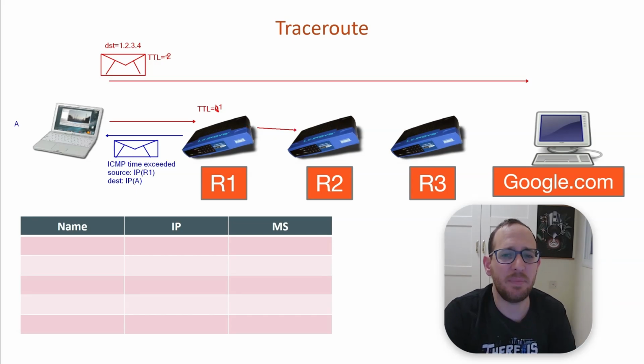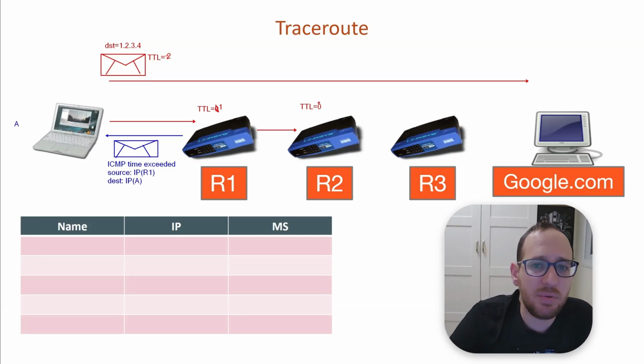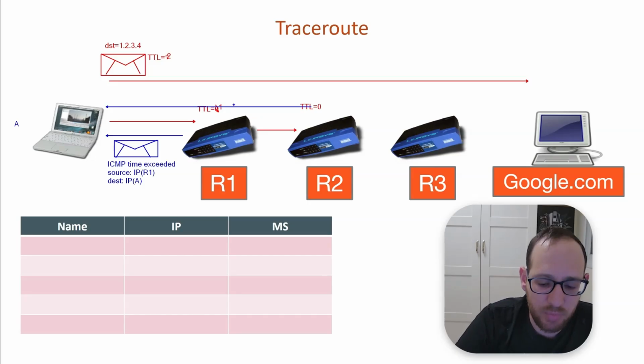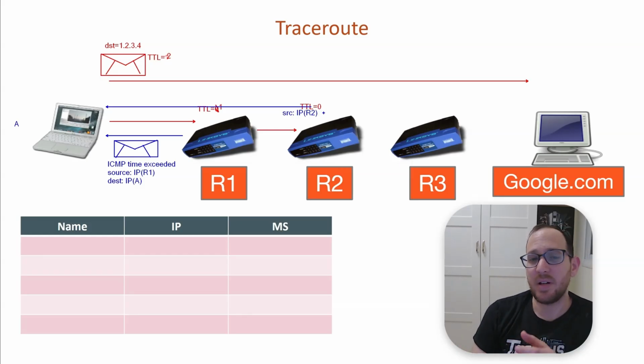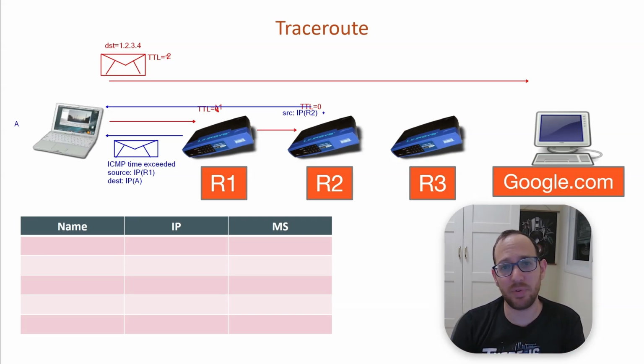When R2 receives the packet, it will decrement the TTL again to 0. And when it reaches 0, it means it has to send back an ICMP time exceeded packet to A. Of course, it will go through R1 in the process, saying time exceeded, and the source here would be that of the IP of R2. In this way, A can learn that R2 is the second hop between itself and google.com, and it can learn how much time it took by sending this packet and timing how long it took for the response to be received.